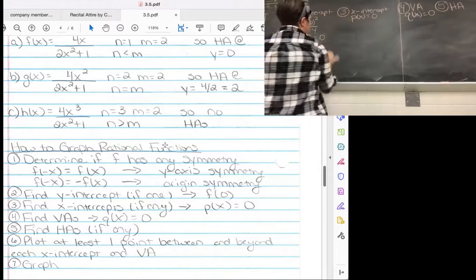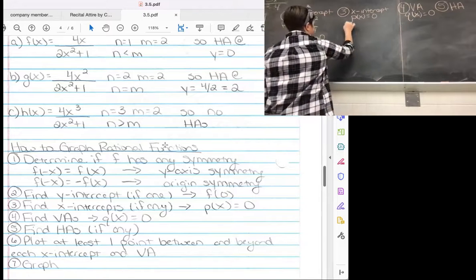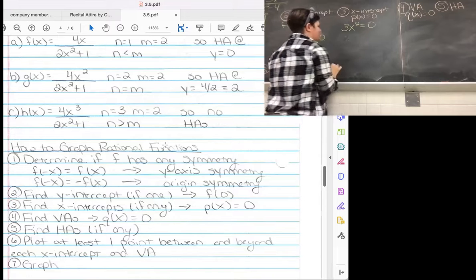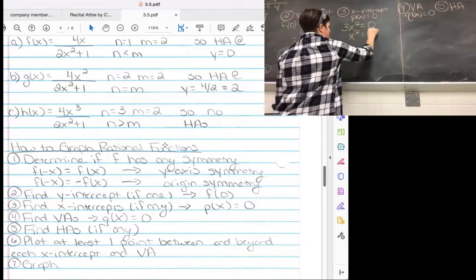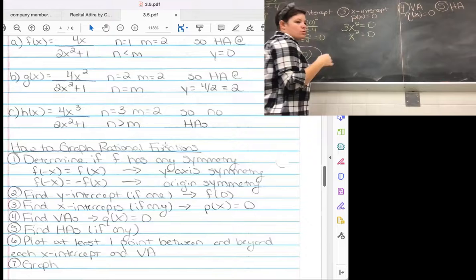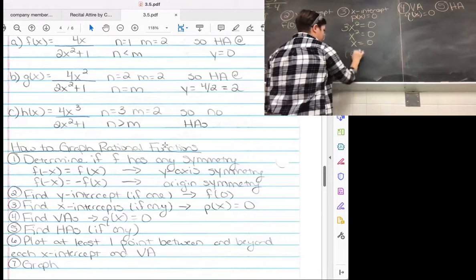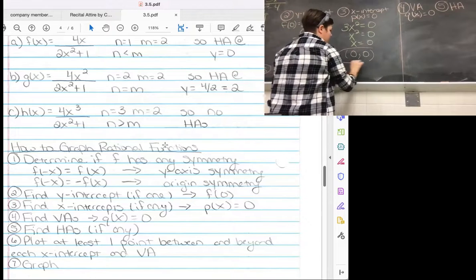So to find the x-intercept, that's where I take p of x equal to 0. That's my top equation. So my top equation was 3x squared, and I set that equal to 0. I would divide both sides by the 3, which gives me x squared equals 0. You square root both sides, so you get x equals 0. So we still just find that our one and only x-intercept is at 0, 0.